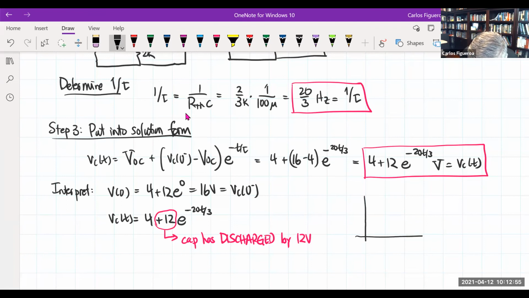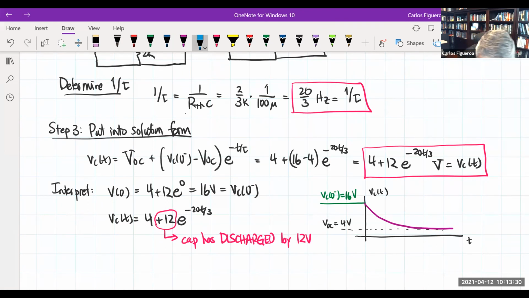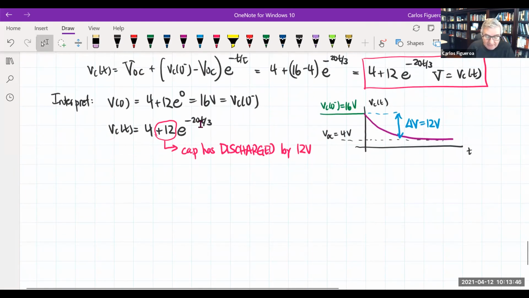So if I plot this, what I'm really seeing is this type of thing. I'm coming in initially at VC of 0 minus at 16 volts. And then this is going to discharge to VOC, which is now 4 volts. And you're seeing this big jump here. So when I'm plotting VC of t, there's a big jump from here to here. That voltage jump is 12 volts. That's what that solution means. Okay, so let's keep looking at this. However, we have to get to the problem.